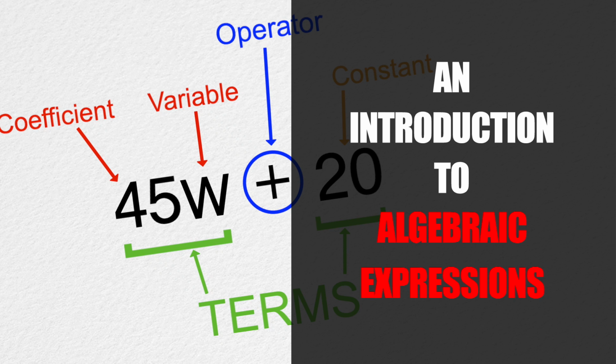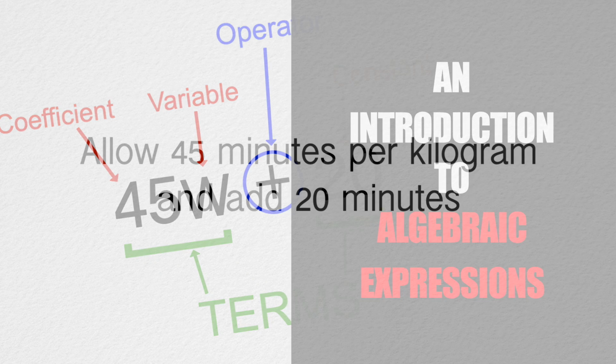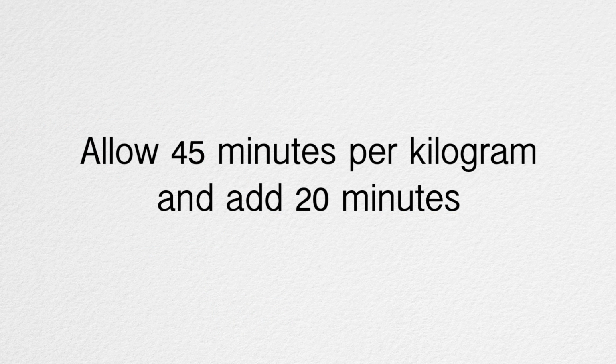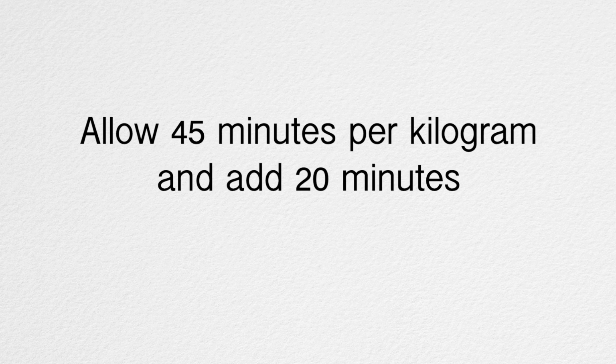In this video we are going to have a brief look at expressions, and I'm going to do this by looking at cooking a chicken. Apologies to all you vegetarians and vegans out there. Now, the instructions for cooking a chicken are to allow 45 minutes per kilogram plus 20 minutes.